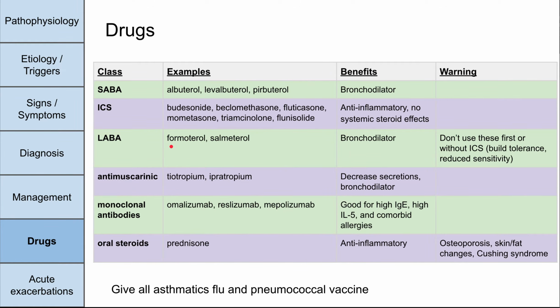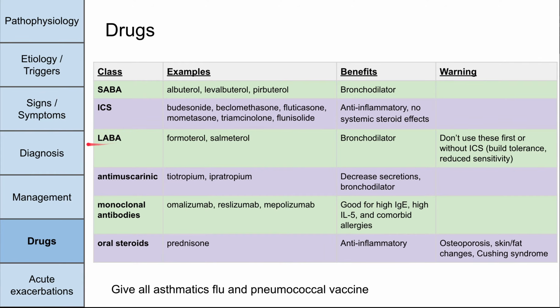So this is like formoterol or salmeterol. These are bronchodilators again. One warning here is that you don't want to use these first. You want to kind of work your way down this list. This is stepwise treatment, and this list is roughly an increasing severity of disease as you go down this list. But you don't want to use these without inhaled corticosteroids.